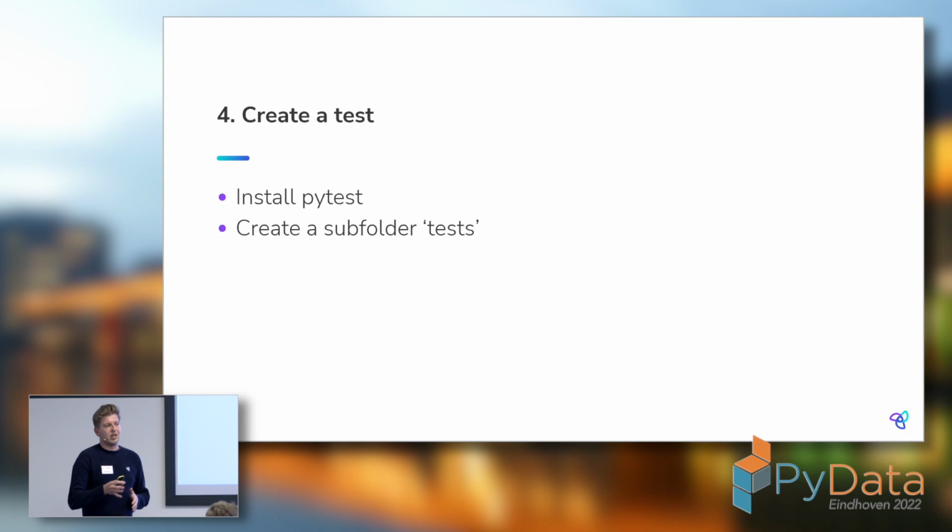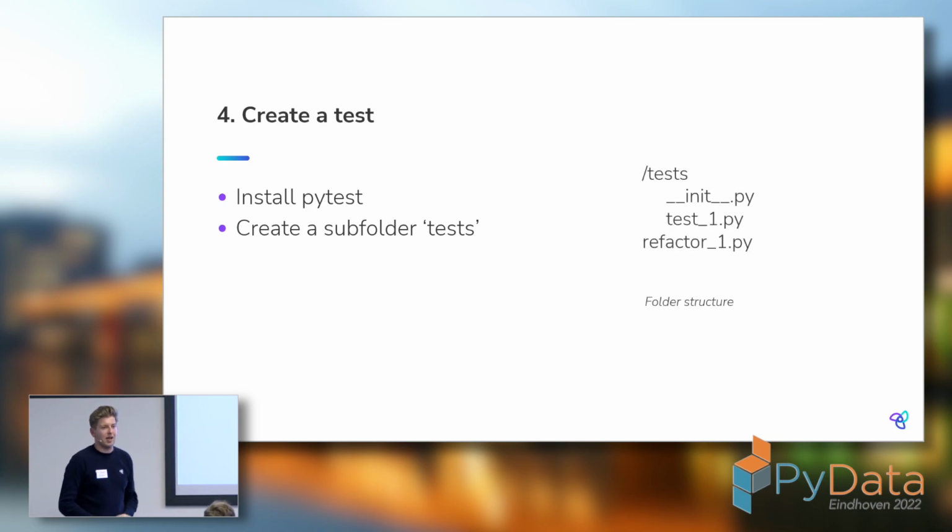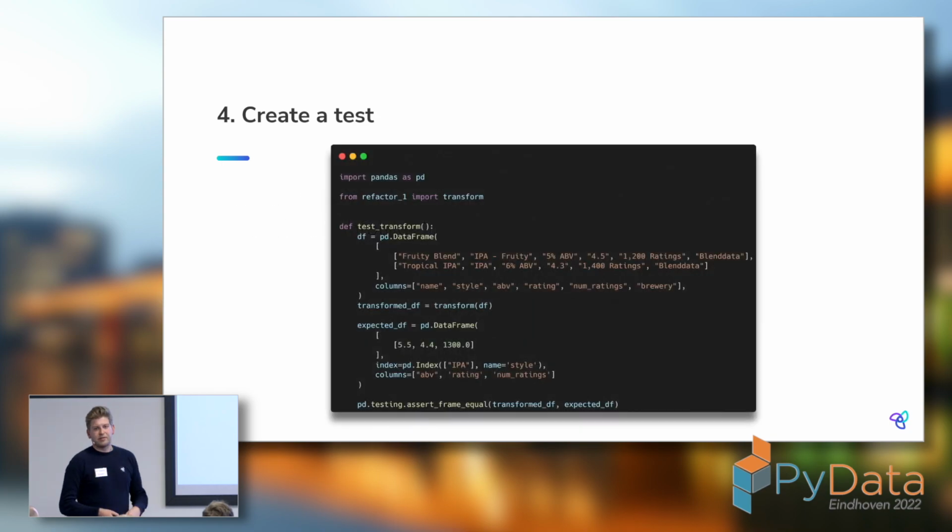Then we need to change our folder structure a little bit where our Python code is in order to make PyTest work. And this is what we finally end up with. The bottom file is the file we just refactored, and on the top we have a folder with tests that contains an empty init file and a test1 file. Okay, so now we can create a test, and that will look something like this, and I'm going to walk you through what happens in this file.